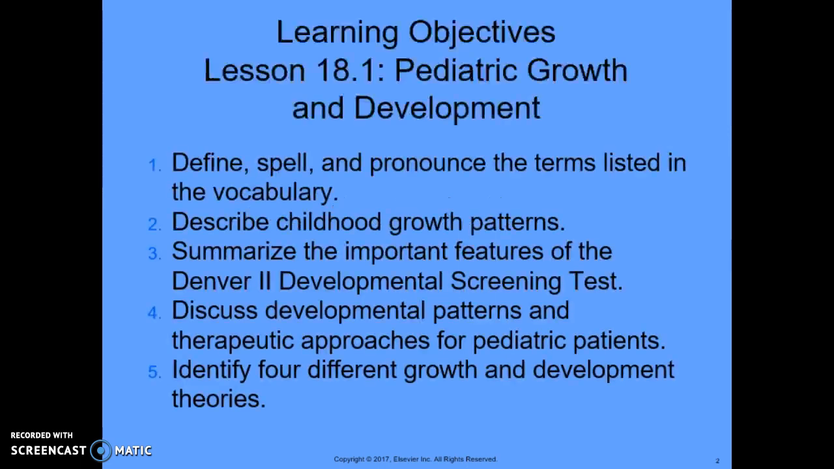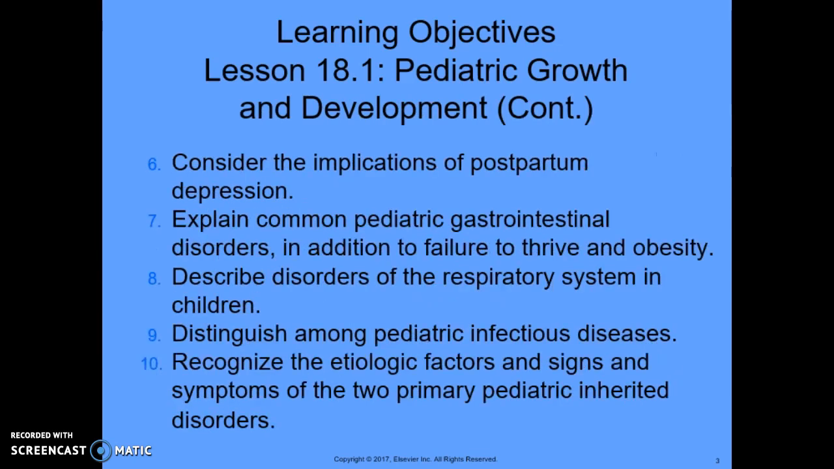Learning objectives: define and spell and pronounce the terms listed in the vocabulary, describe childhood growth patterns, summarize the important features of the Denver 2 developmental screening test, discuss developmental patterns and therapeutic approaches for pediatric patients, identify 4 different growth and development theories, consider the implications of postpartum depression, explain common pediatric gastrointestinal disorders in addition to failure to thrive and obesity, describe disorders of the respiratory system in children, distinguish among pediatric infectious diseases, and recognize the etiologic factors and signs and symptoms of the 2 primary pediatric inherited disorders.